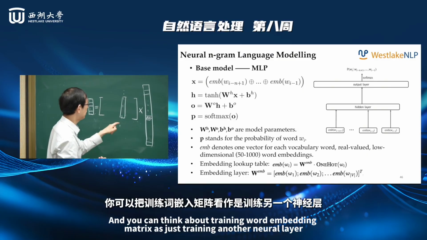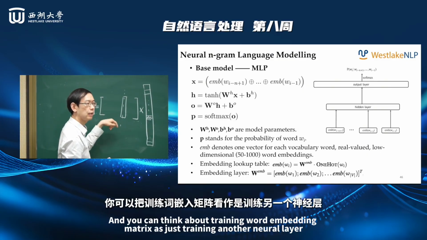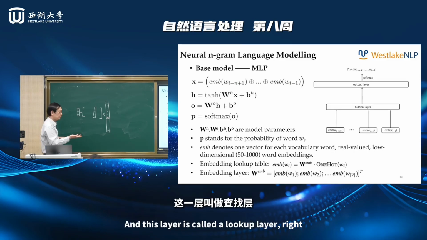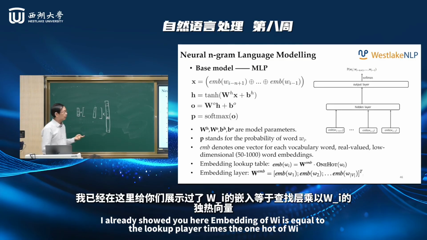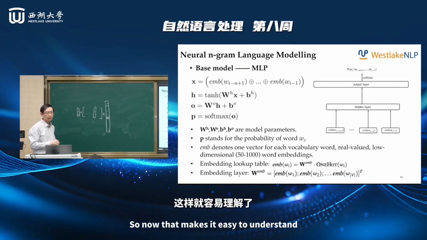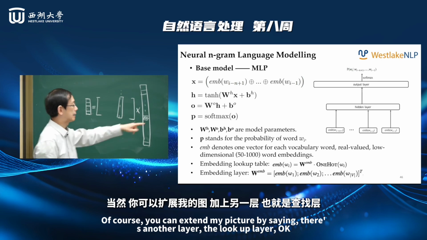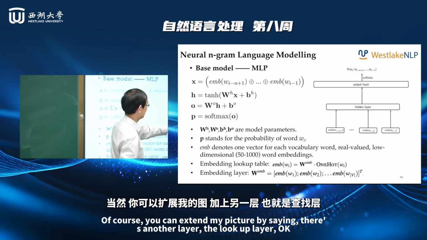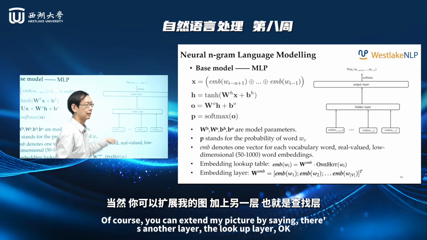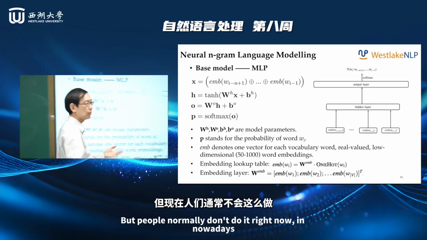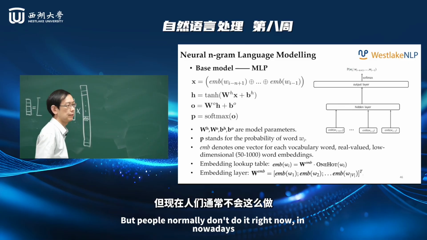You can think about training the word embedding matrix as just training another neural layer. And this layer is called a lookup layer. I already showed you here: the embedding of w_i is equal to the lookup layer times the one-hot of w_i. So now that makes it easy to understand. Of course, you can extend my picture by saying there's another layer, the lookup layer, but people normally don't do it nowadays.